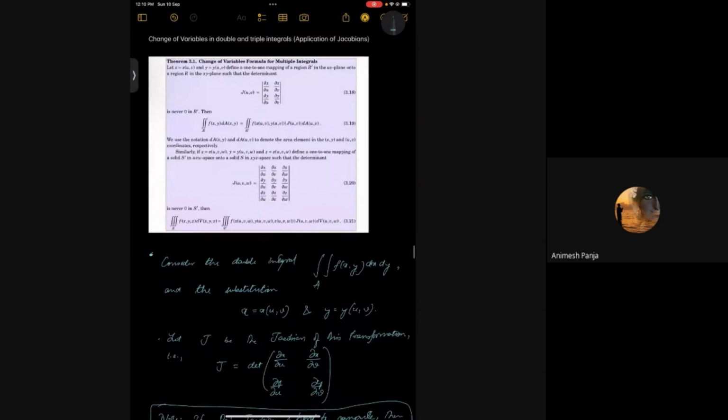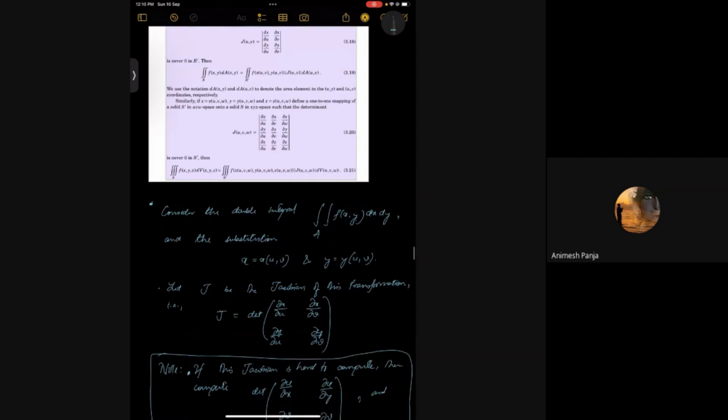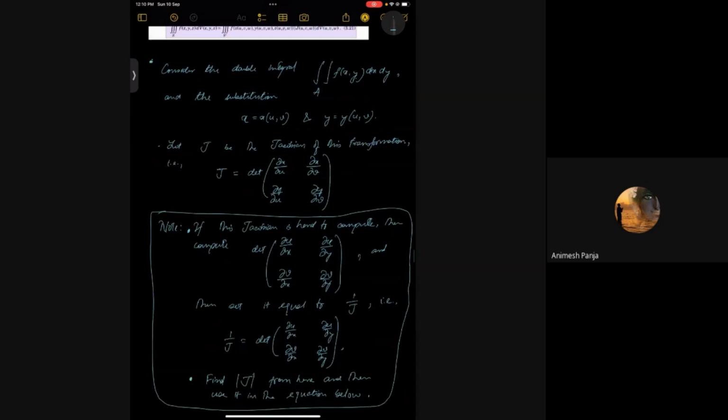So next problem, change of variables in double and triple integrals. That is where the Jacobians come in. Suppose we have a double integral of f(x, y) with respect to dx dy over some area A, and you want to change the variables. Suppose x is a function of u and v, and y is a function of u and v. Then how does this change of variable affect the double integral? Sometimes we do a change of variables because we want to make our lives easier by making the double integral easy. That is why we make a change in variable.